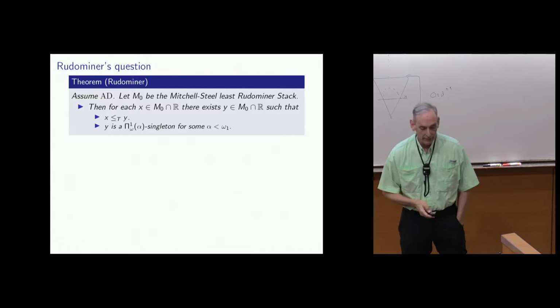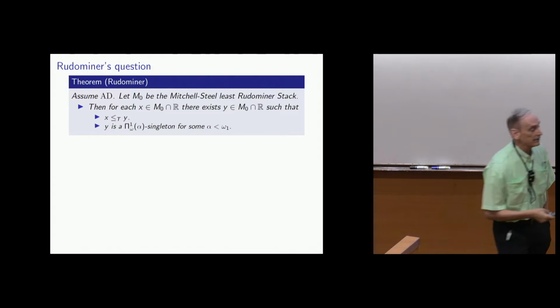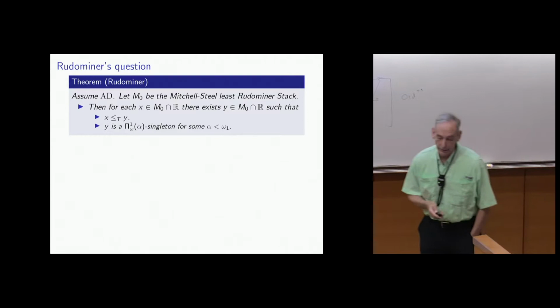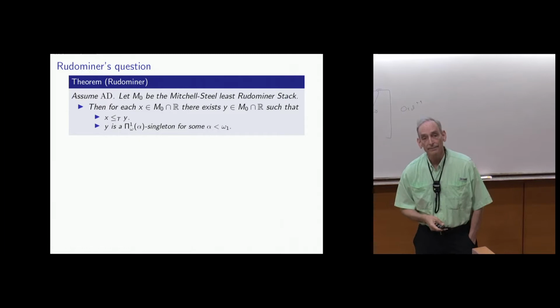So whenever you have a notion defined for iterable Mitchell-Steele models, there's always going to be a least in the natural order of comparison. So we let M0 be the Mitchell-Steele least Rudimeyer stack. Then every real of M0 is recursive in a pi 1 omega alpha singleton for some alpha less than omega 1. So in the minimal stack, the reals are all in Q, pi 1 omega.